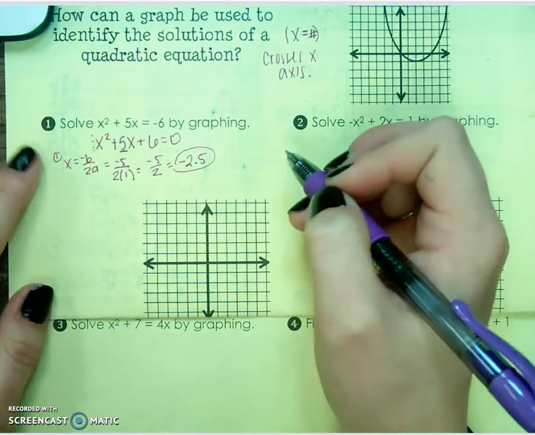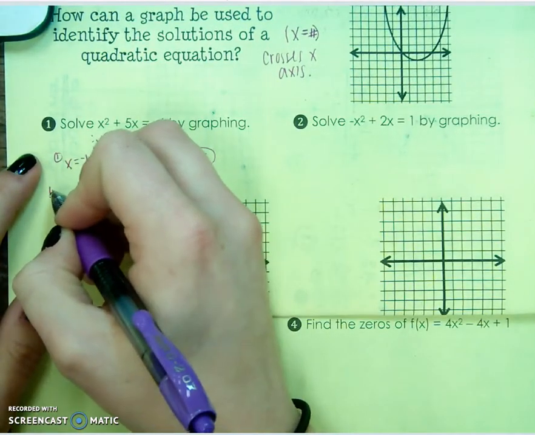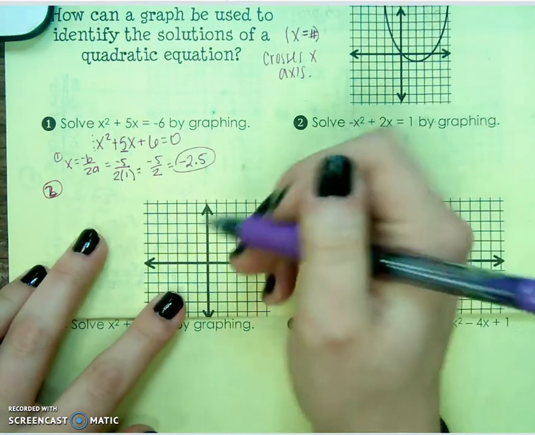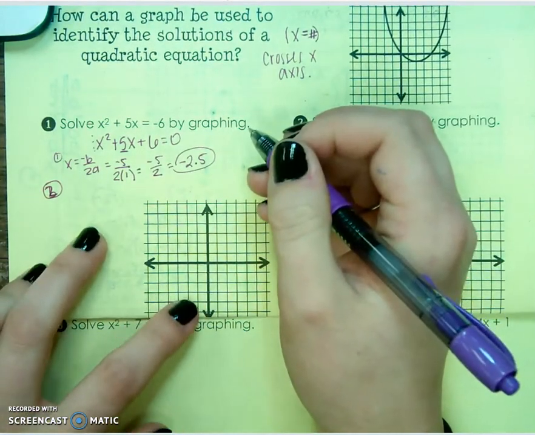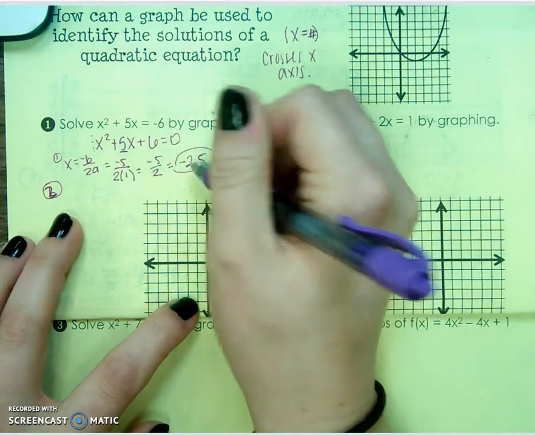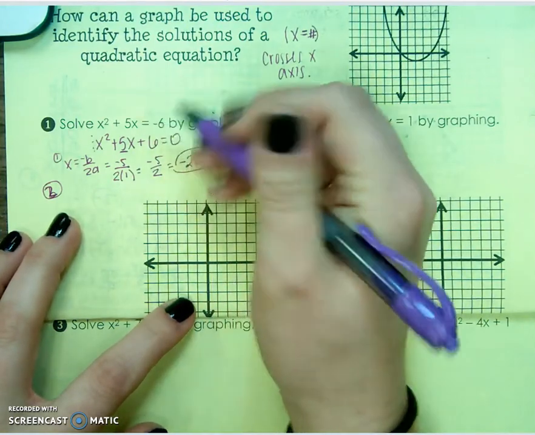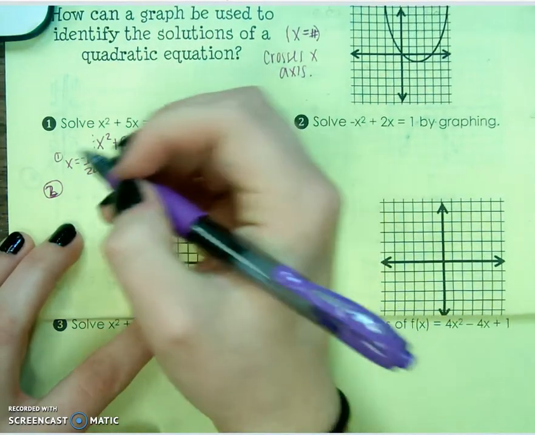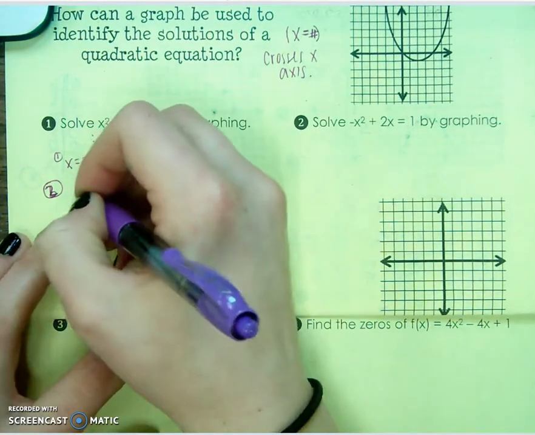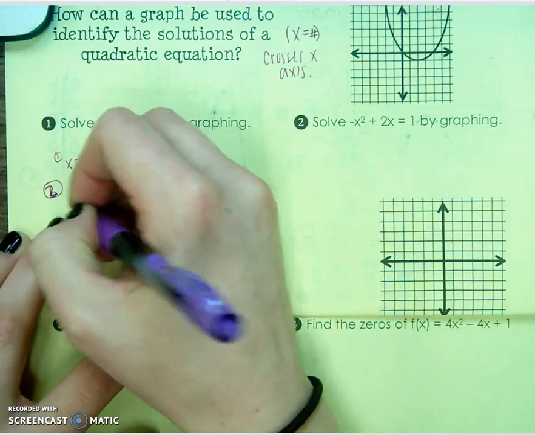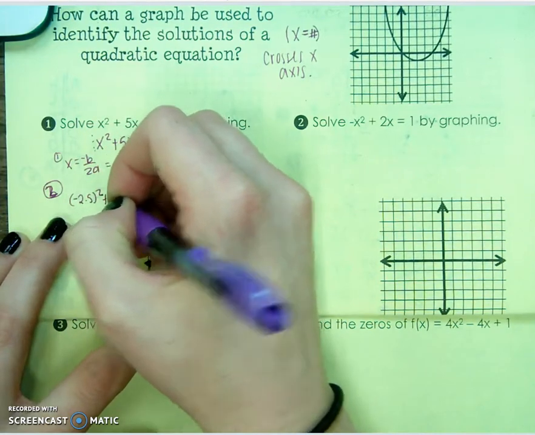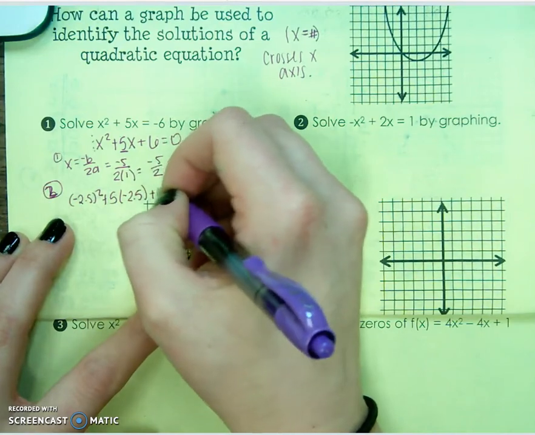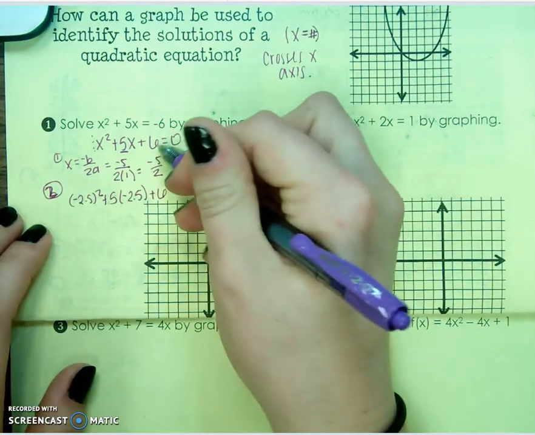Then we have to find, or excuse me, step 2. We have to find the y to find that vertex. Okay, I'm going to substitute in the x that I found here for the other x's in my original equation. So we have negative 2.5 squared plus 5 times negative 2.5 plus 6. Okay, plugging it in right here.